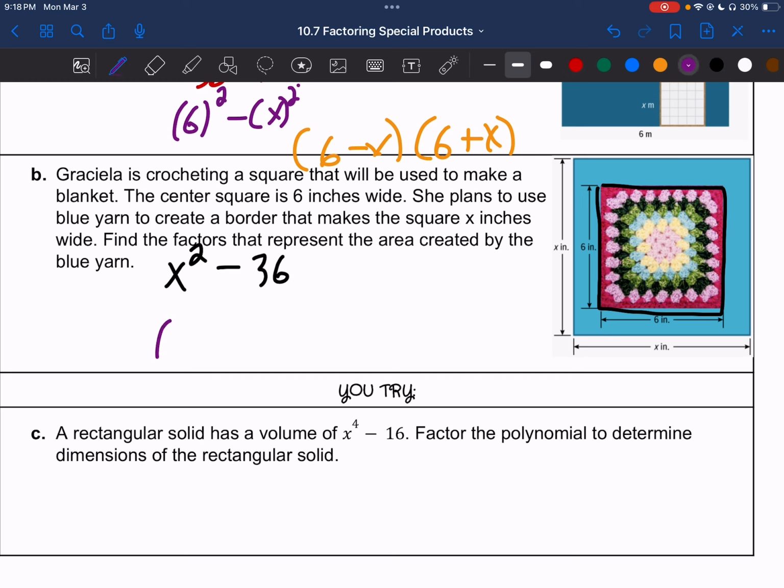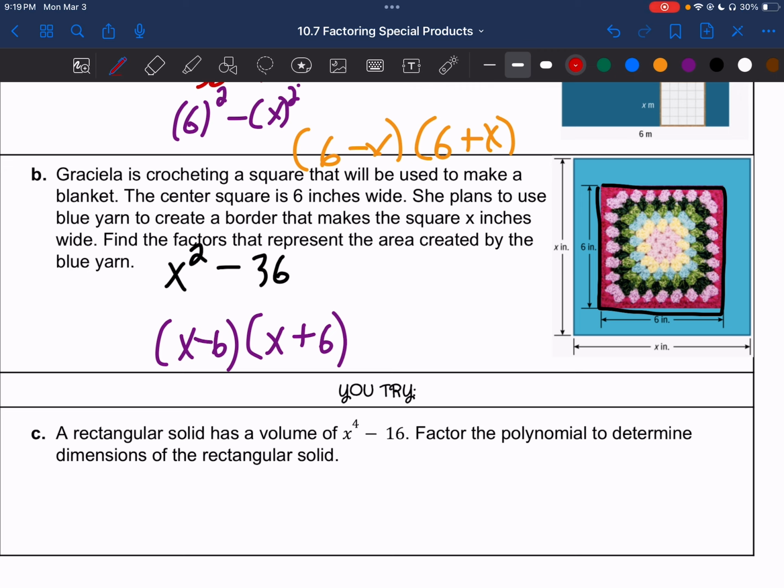So when we factor that, we've got x minus 6 and x plus 6 as my two factors. Now, you've got letter C on your own. A rectangular solid has a volume of x to the fourth minus 16. Factor the polynomial to determine the dimensions of the rectangular solid.